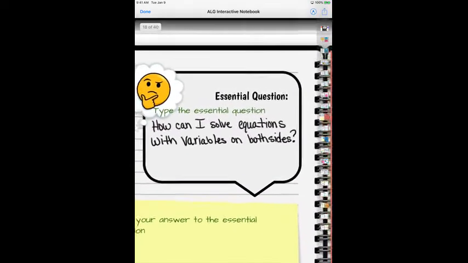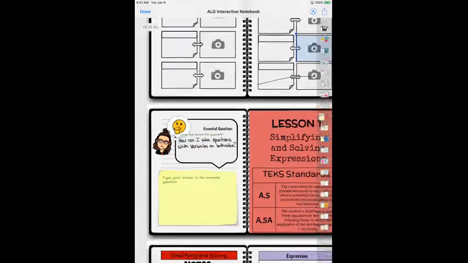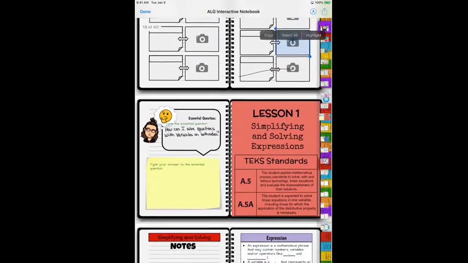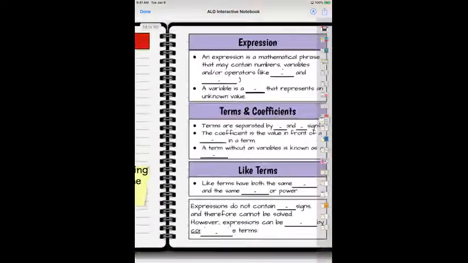So we're going to start off with our essential question, and there's going to be a text box right under that, and you're going to type in, how can I solve equations with variables on both sides? So that's what we're going to be talking about today. Once you have typed that in, go to your next slide.